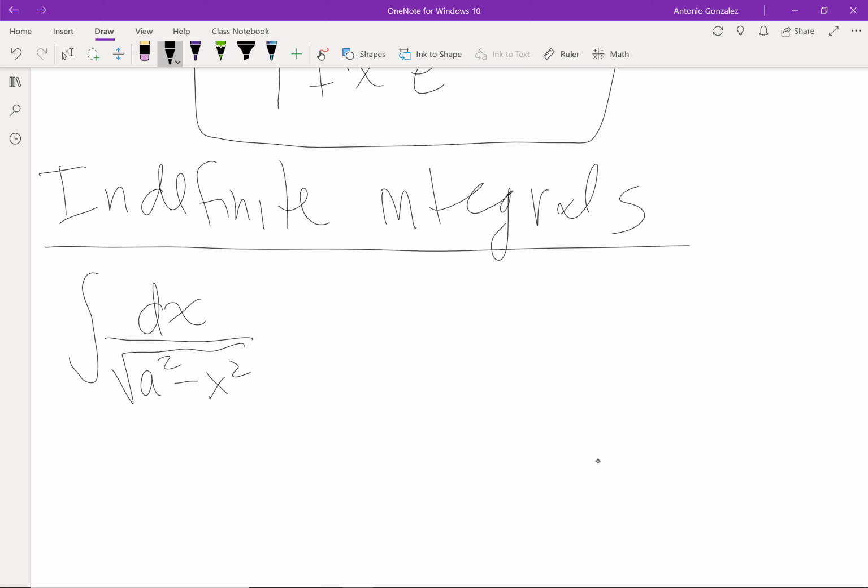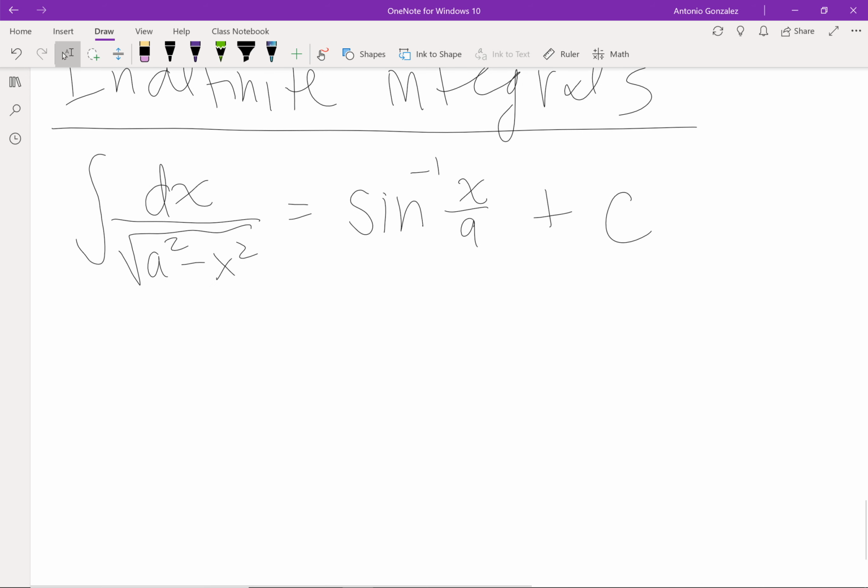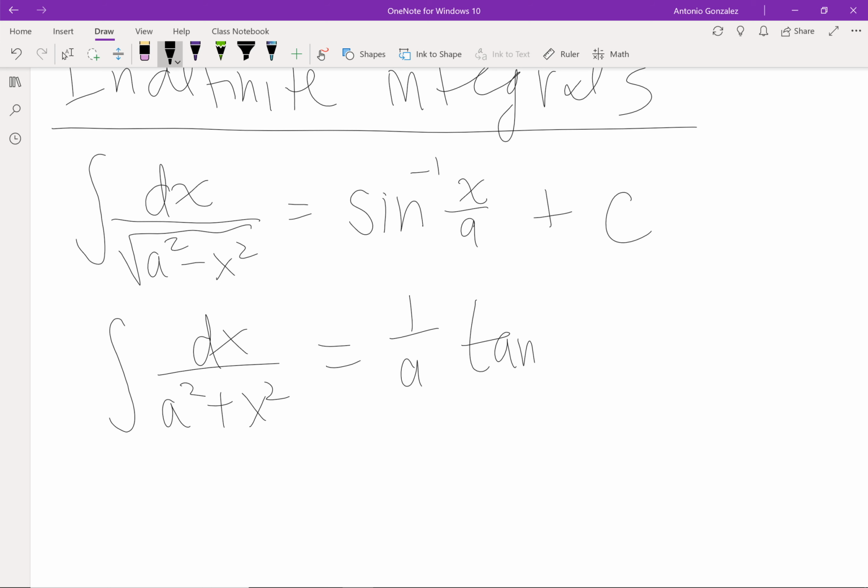All right, so any integral that looks like this, where we have 1 over the square root of a squared minus x squared, right? That would be some kind of sine inverse function. So it'll be sine inverse x over a plus c. Right? And then any integral that's of the form dx over a squared plus x squared, that would be 1 over a tangent inverse of x over a plus c.